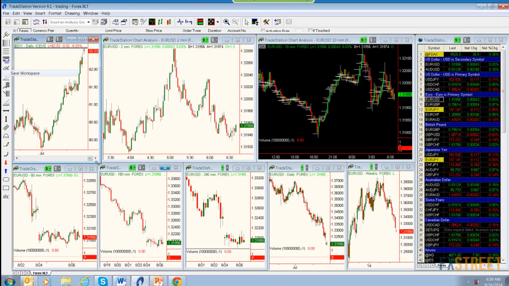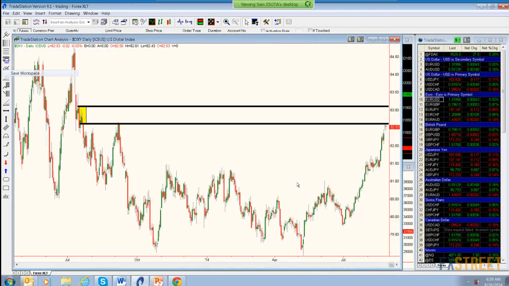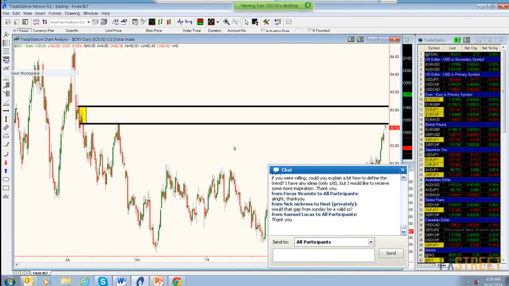We look at the dollar. The dollar's kind of stuck up here. It actually gapped, so that's probably going to come down. We already have evidence there's quite a bit of supply up here.